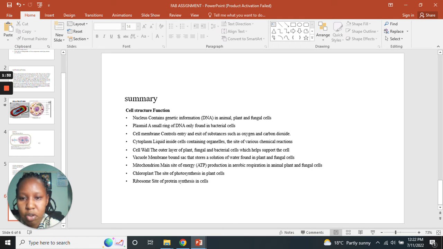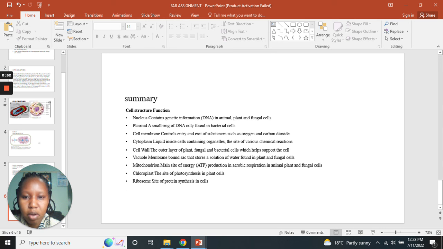The first one, the nucleus, contains genetic information, that is the DNA, in animal, plant, and fungal cells. The second one is the plasmid, which contains small rings of DNA only found in bacterial cells. Then there is the cell membrane, which controls entry and exit of substances such as oxygen and carbon dioxide. The next is the cytoplasm, the liquid inside the cell containing organelles, the site of various chemical reactions. The other is the cell wall, the outer layer of plant, fungal, and bacterial cells, which helps support the cells.